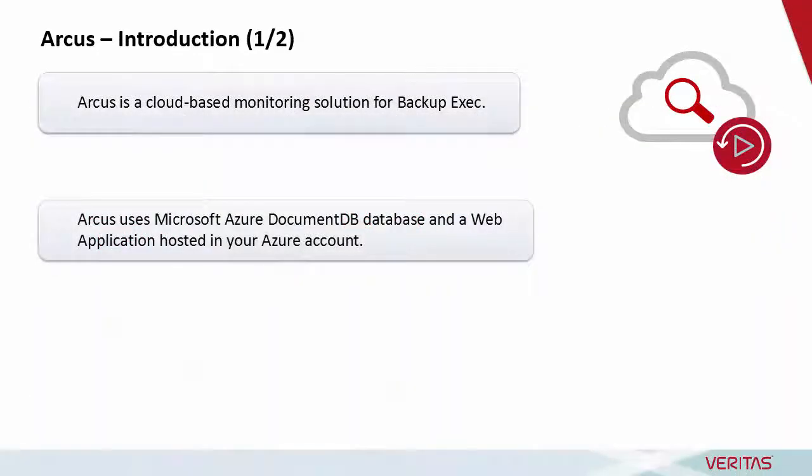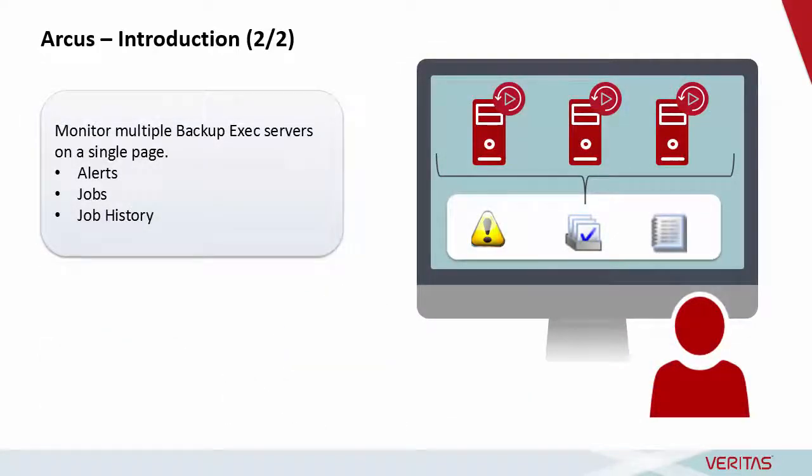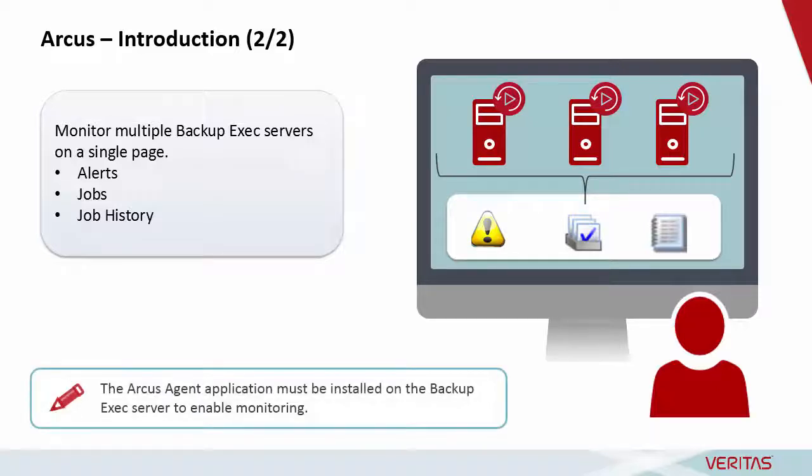Arcus consists of a web application hosted on Microsoft Azure and agents on Backup Exec servers that push monitoring information into a Microsoft Azure Document DB database, now part of Azure Cosmos DB. Arcus allows you to monitor alerts, jobs, and job history details of multiple Backup Exec servers on a single page through the Arcus web application, hosted in your Azure account. The Arcus agent application must be installed on the Backup Exec server to enable monitoring. The agent application can be downloaded from the Arcus web application.